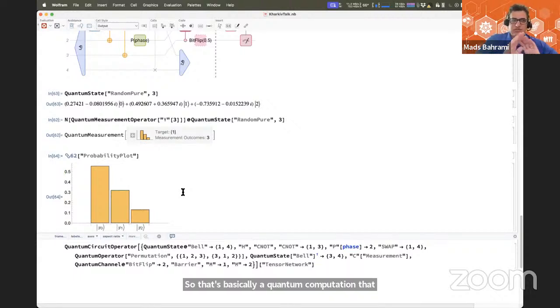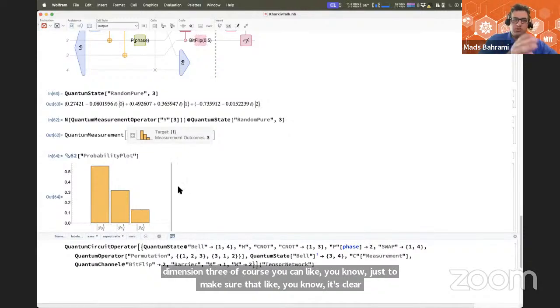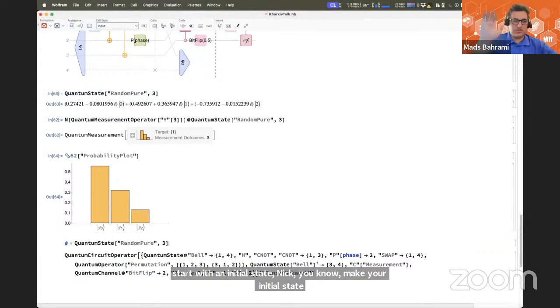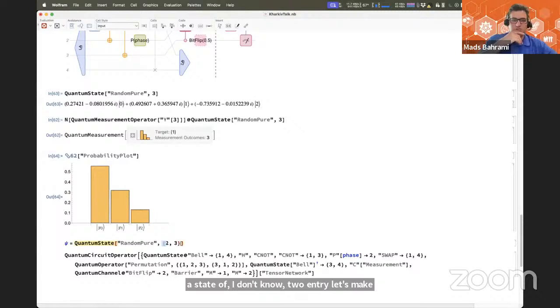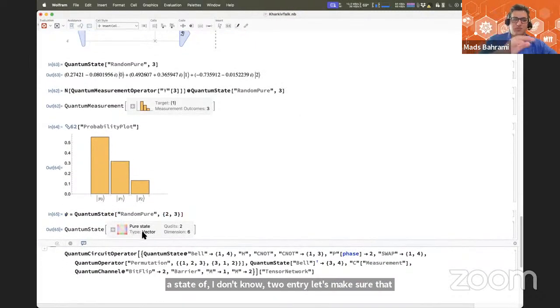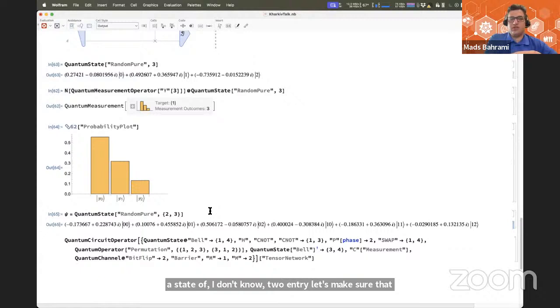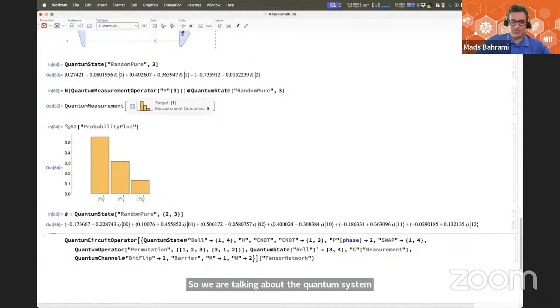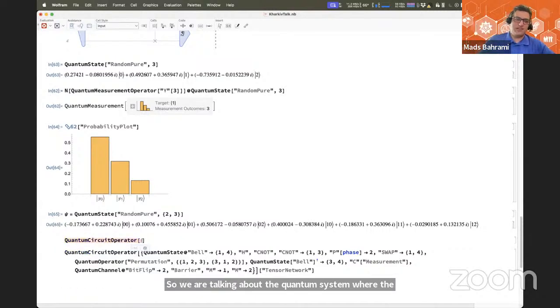Of course, just to make sure that it's clear, let's start with an initial state. Nick, make your initial state a state of, I don't know, 2 and 3. Let's make sure that we are not just talking about the dimension being anything. So look at this case. We are talking about a quantum system where the first quantum system is two-dimensional. The second one lives in dimension 3.